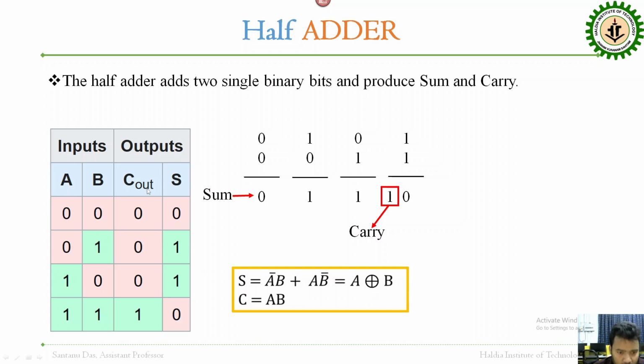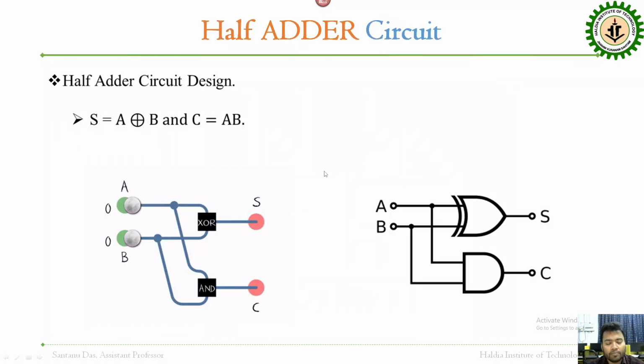Similarly, for carry, in our carry column we notice that a single 1 is present, and for this one in input we have A equals 1, B equals 1. So our expression will be C equals A B. Next, we are going to draw the circuit for this expression. So remember our expression: sum equals A XOR B and carry equals A B. Here we write the expressions again.